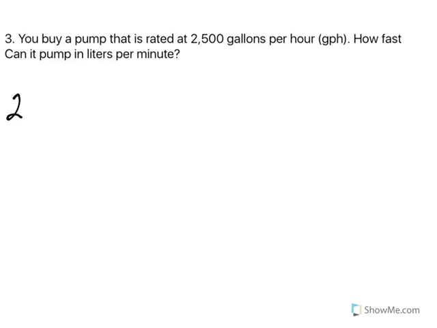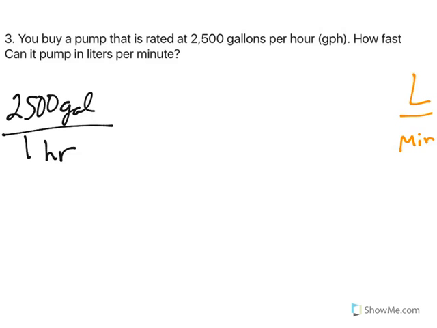Okay, so we start with 2,500 gallons per 1 hour. My goal is liters per minute. Now you can do whichever one you want first, doesn't matter. I usually start at the top, work my way down. So I'm going to go from gallons to liters. And hopefully it's a little like ding, ding, ding in your head that gallons is customary, liters is metric. You've got to jump across the pond. And the only way to jump to liters across the pond is through quarts.